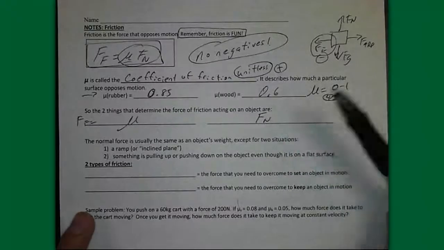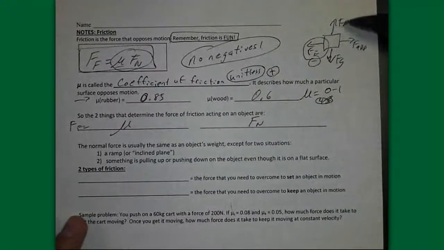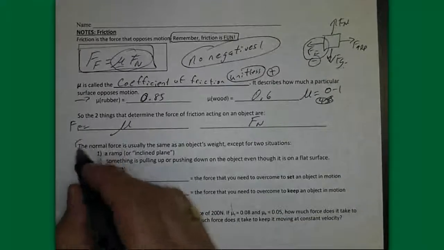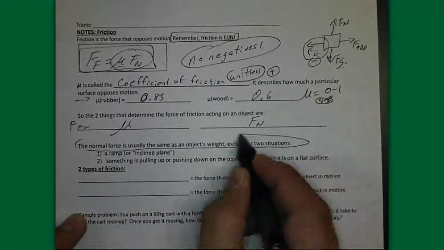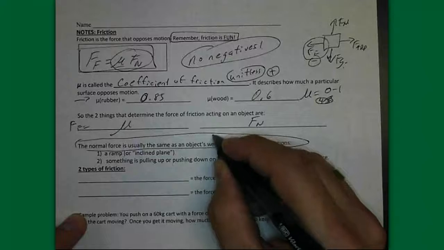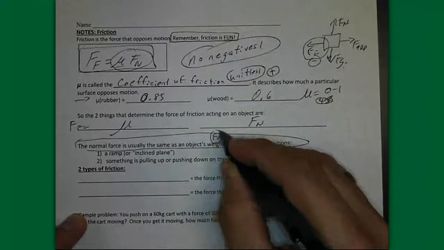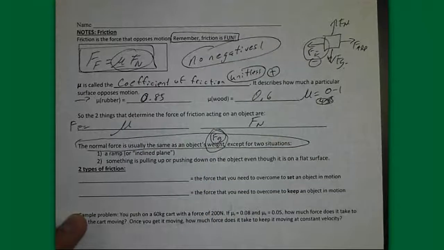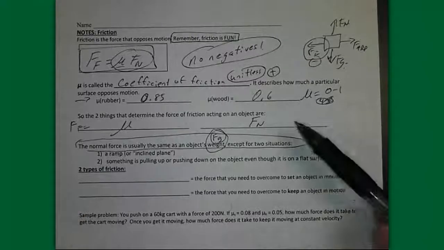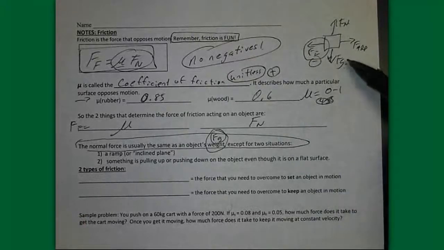The way to increase the normal force, if we look at our free body diagram, at least to begin with in this class, the gravitational force is always going to be equal to the normal force, and that's what this says right here. Normal force is usually the same as an object's weight, and the weight is the same thing as the force of gravity. Those are the same thing. The way to increase the normal force is to increase the force of gravity, to increase the weight.